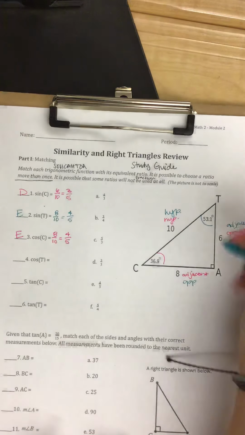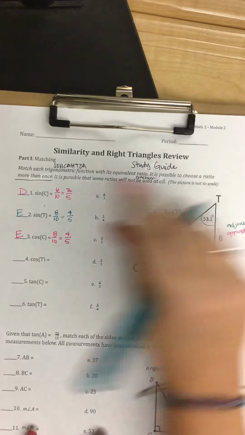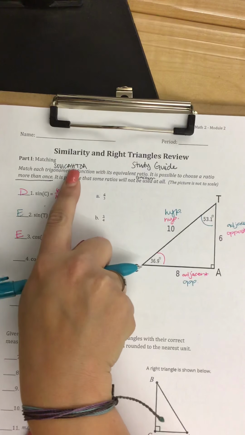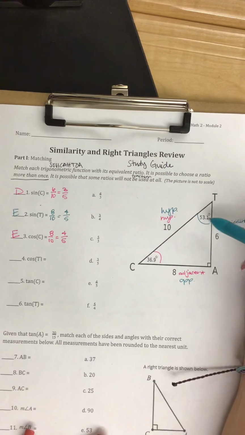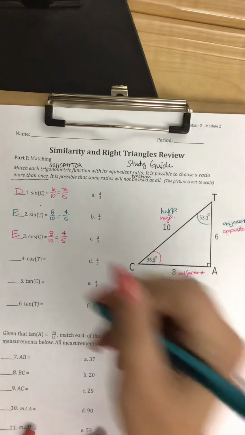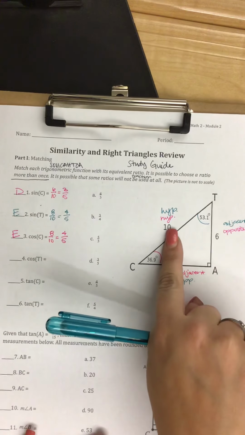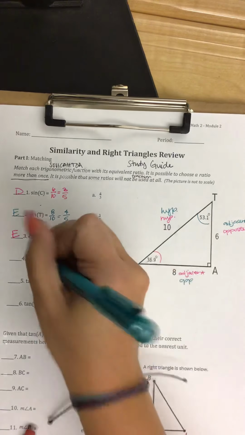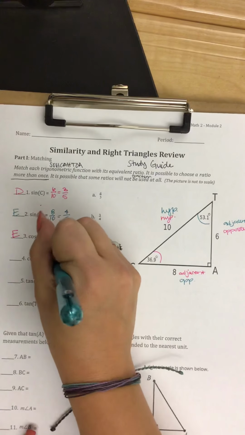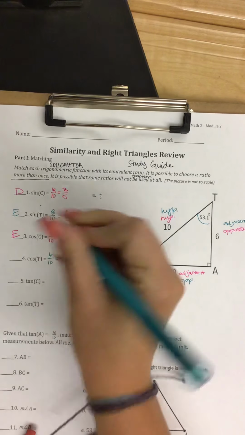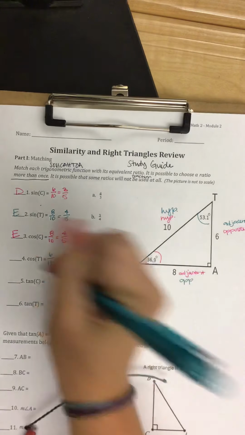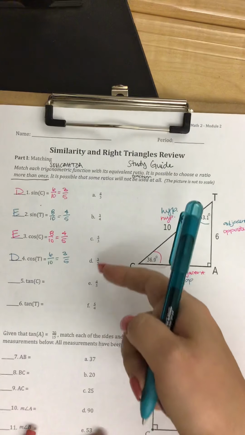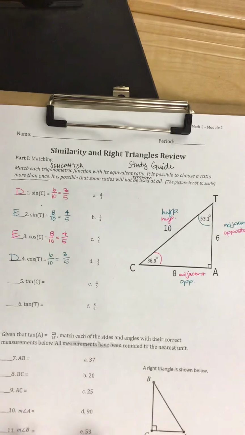Back to T. T is our reference angle. We want cosine. Cosine is adjacent over hypotenuse. For T, remember we've written in blue here, adjacent is 6, hypotenuse is 10. So 6 over 10, which reduces to 3 over 5, which is D again. So yes, you're allowed to use it more than once.